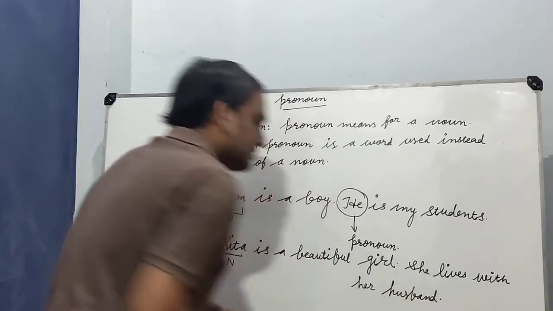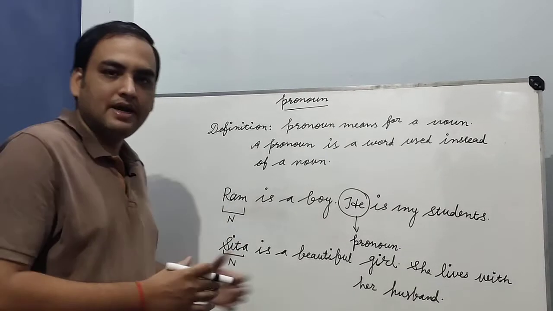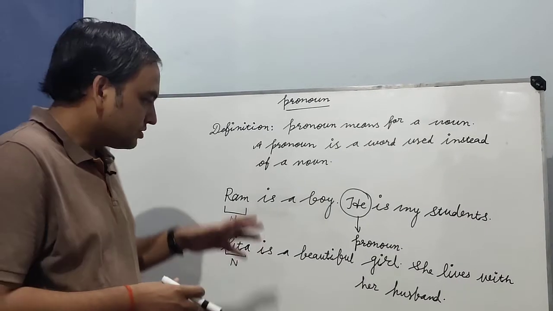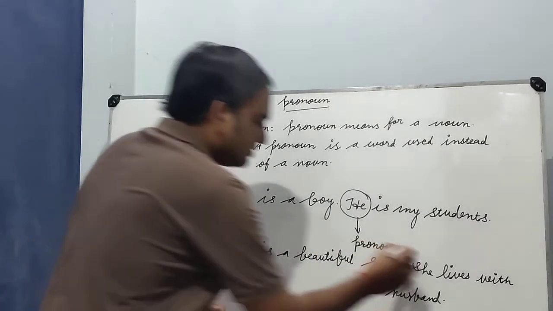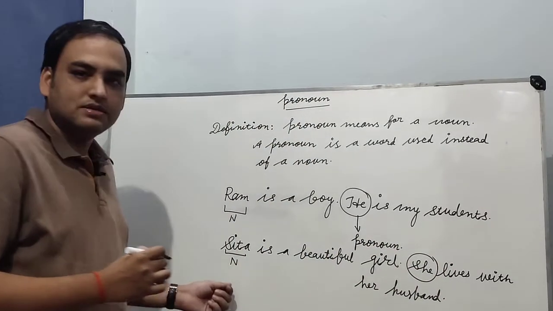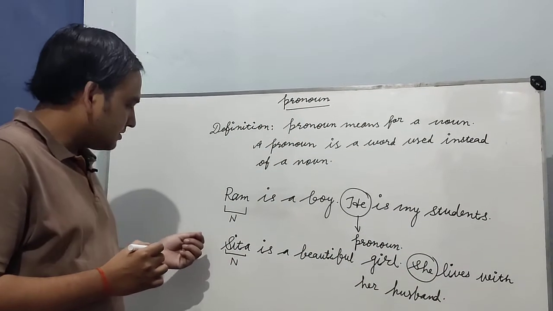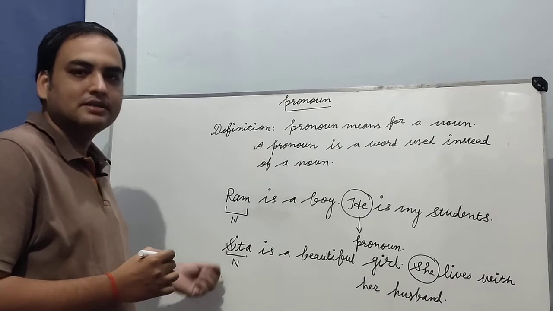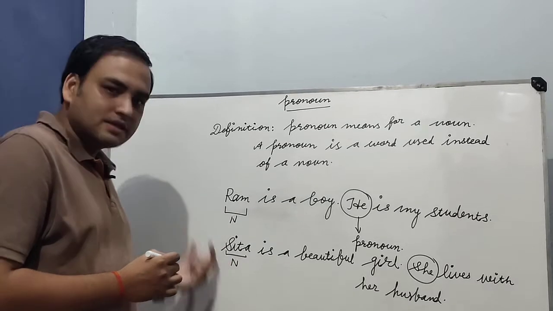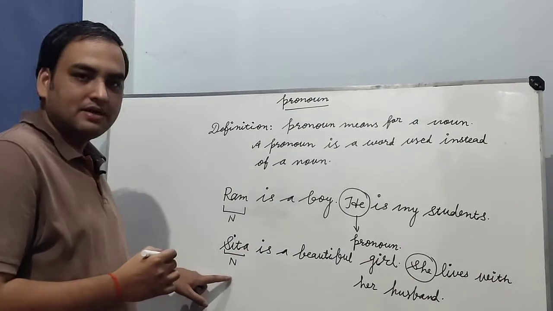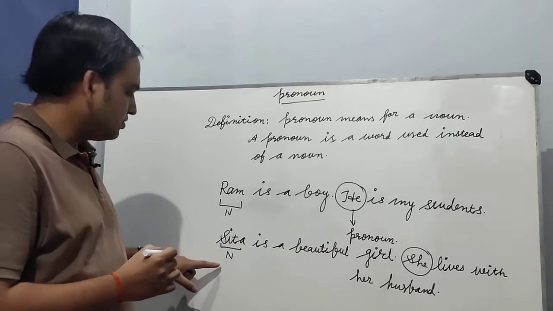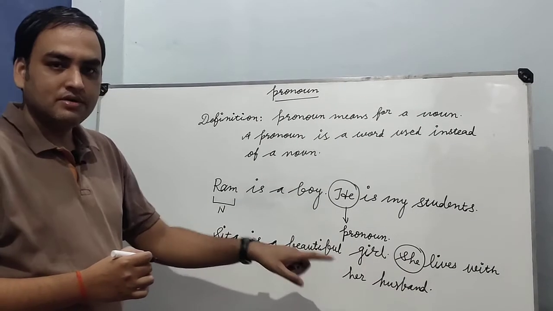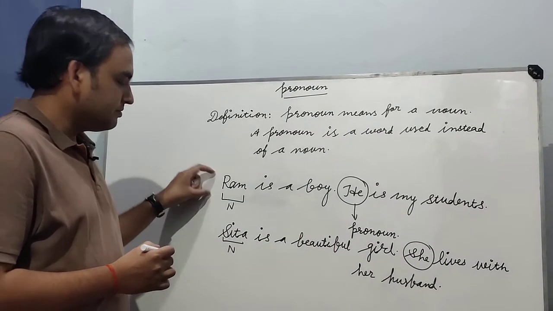Okay, so Sita is a beautiful girl or beautiful lady, she lives with her husband, जो अपने husband के साथ रहती है. So in the second sentence we are using pronoun she to replace the noun Sita. Sita is a third person singular. Its gender is feminine, its case is nominative, and it is a singular noun. So in such situation we use pronoun. It means that we are using her personal pronoun for any girl or lady. Okay, so we are using such pronouns for the nouns Ram and Sita.